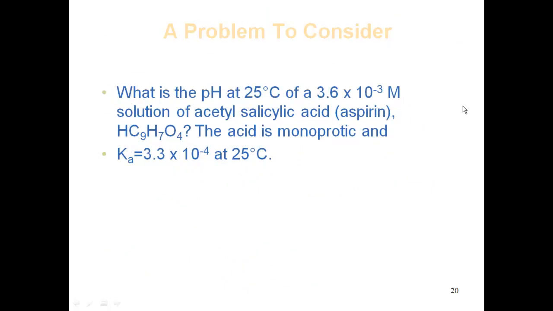All right, let's look at this problem. What is the pH at 25 degrees C of a 3.6 times 10 to the negative third molarity solution of acetylsalicylic acid, which is aspirin, which is HC9H7O4. Since I have one proton in the front, even though it has 8 protons, that's an indication this is a monoprotic acid. Ka is 3.3 times 10 to the negative fourth.